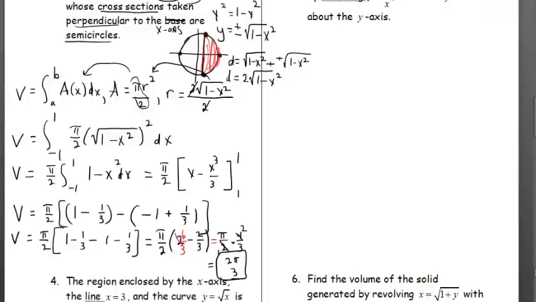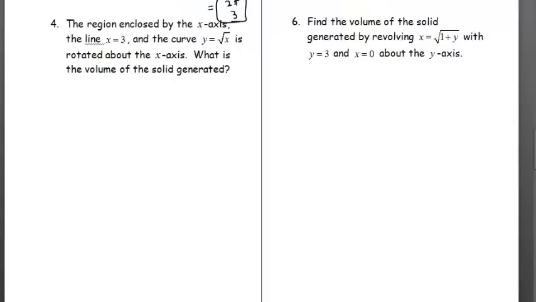We're going to take a look at example 4. We need to get a picture there so we can work off of that. All right, we've got the x-axis right here, x equals 3, this is y equals 0, and y equals square root of x.